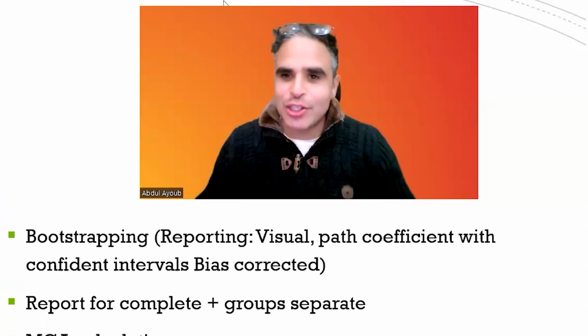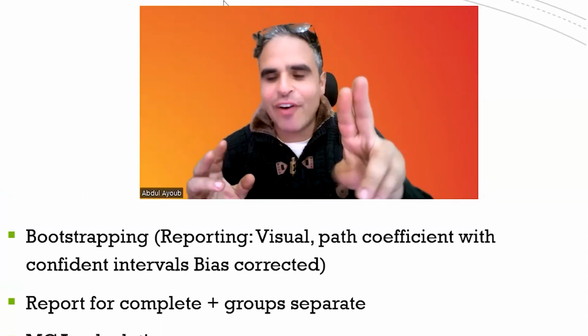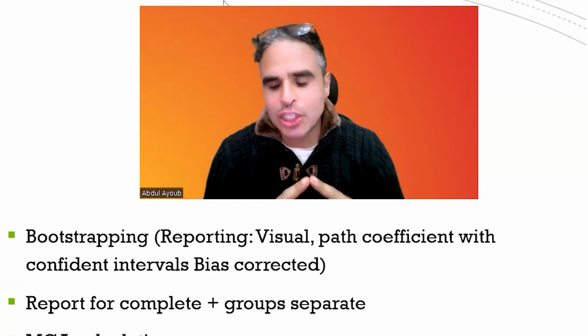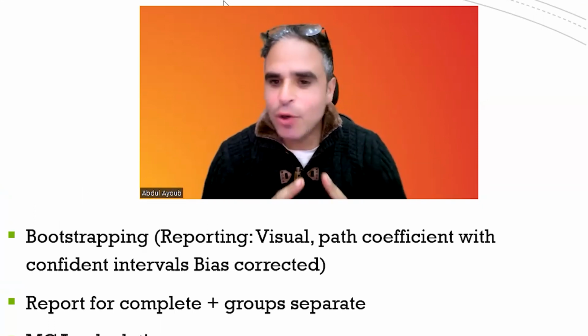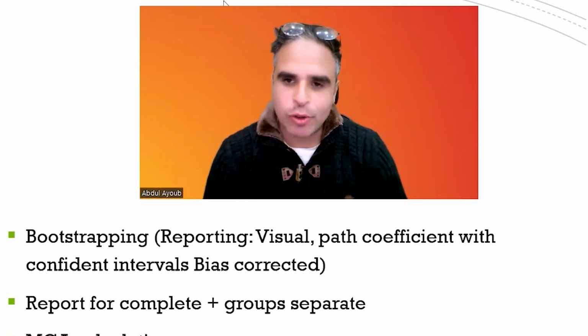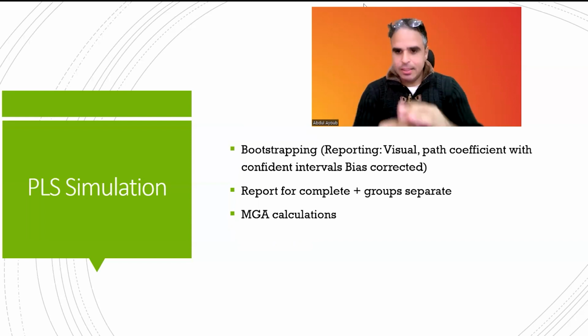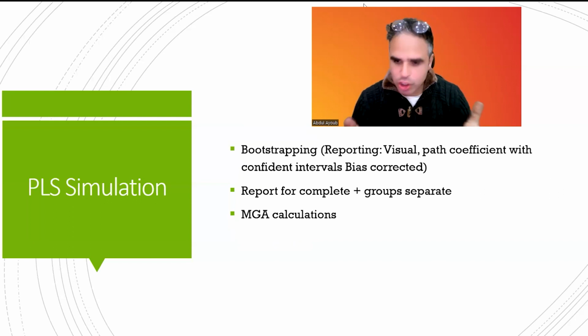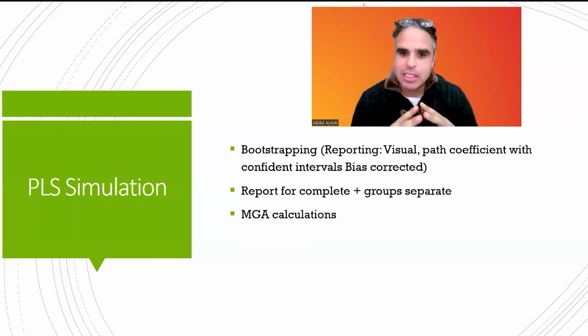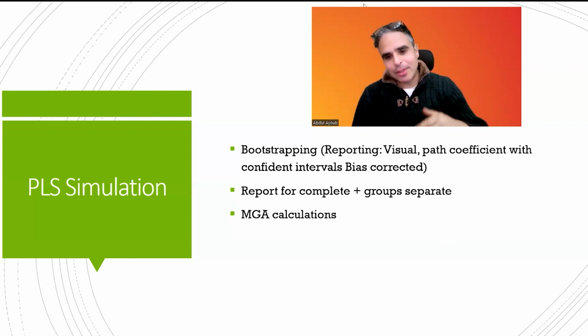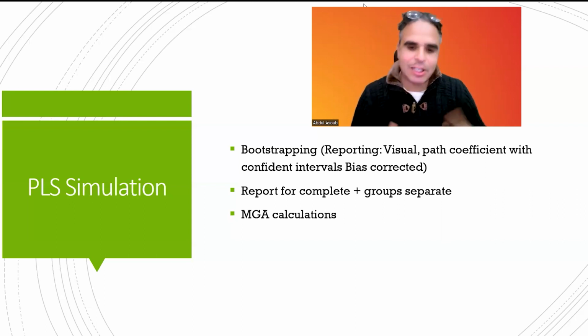In the calculations, we go through two phases. In the first phase, we do the usual bootstrapping, and we check the path coefficients, p-values, t-values, etc. And we do a report for your master thesis, PhD dissertation, or publications. We report visuals, which is the schematic visual that we get, which is the model, and the path coefficients with bias-corrected confidence intervals. We report it for the complete model, considering both groups together, or for the groups separately, like the model for females, males, etc. This is the first phase.